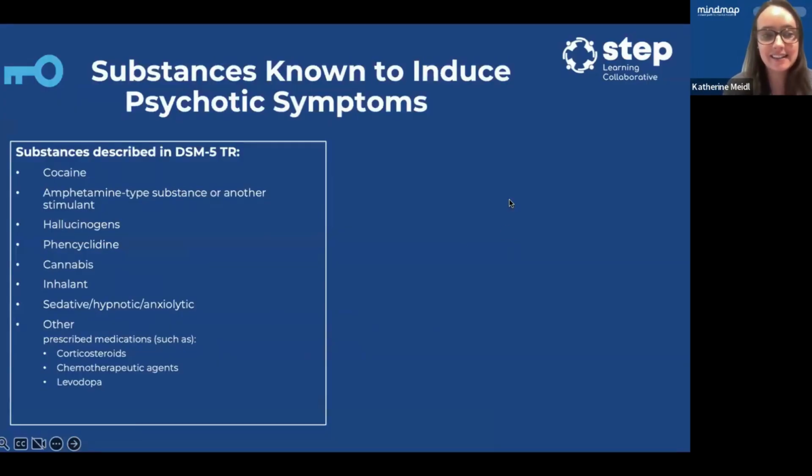And then the next thing that we really like to think about, that goes really well with medical causes, and we already talked about getting a urine screen, is substances that can be inducing psychotic symptoms. So the DSM describes these substances as substances that can impact psychosis and cause psychosis. Those include things like cocaine or amphetamine-type substances or other stimulants, hallucinogens, phencyclidine or PCP, cannabis, inhalants, sedatives, hypnotics or anxiolytics.